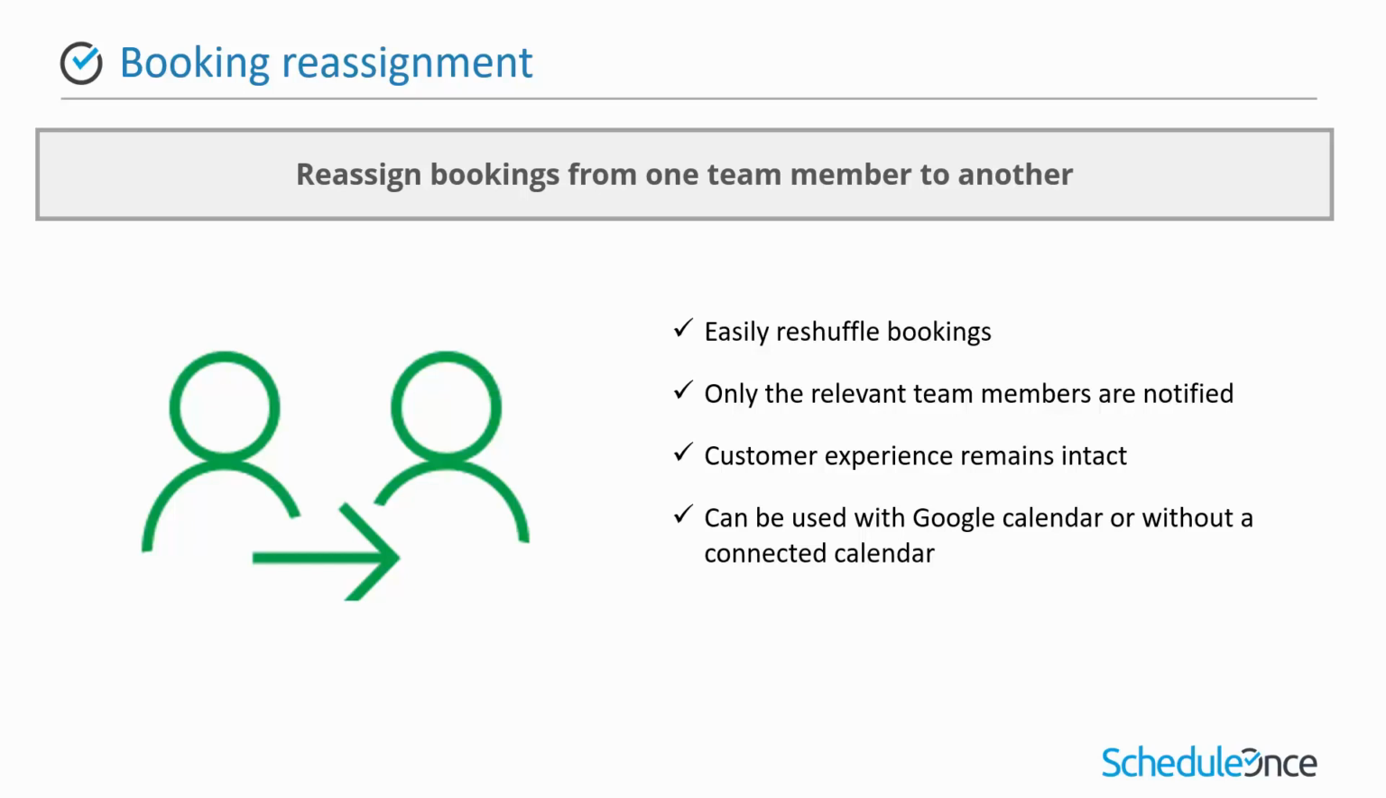One thing to note is that booking reassignment can be used if you're using Google Calendar or if you're not connected to a calendar. The reason that this is only available with Google Calendar is because the other calendars that we integrate with, such as Outlook, Exchange, Office 365, and iCloud, don't support this functionality. If any of those calendars do start supporting this functionality, we'll of course extend this feature to the users that are connected with those calendars as well.